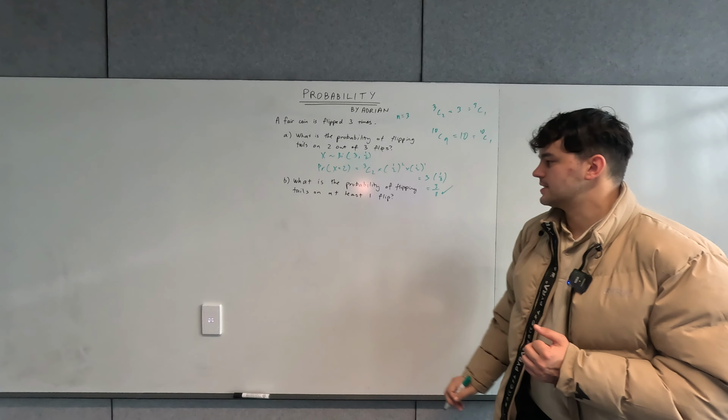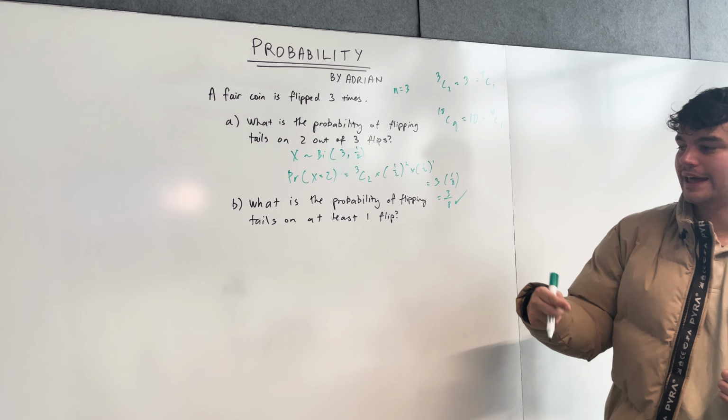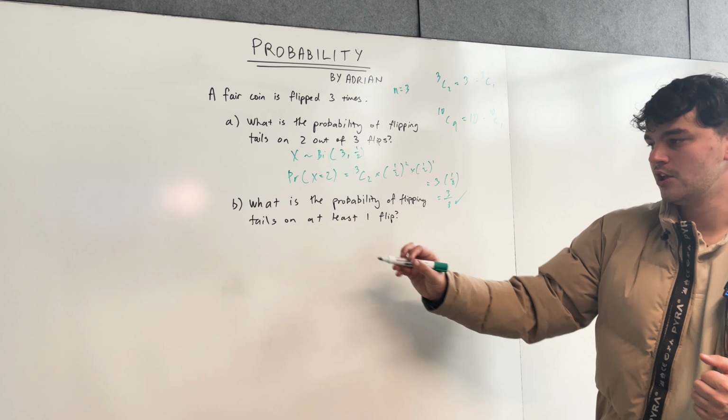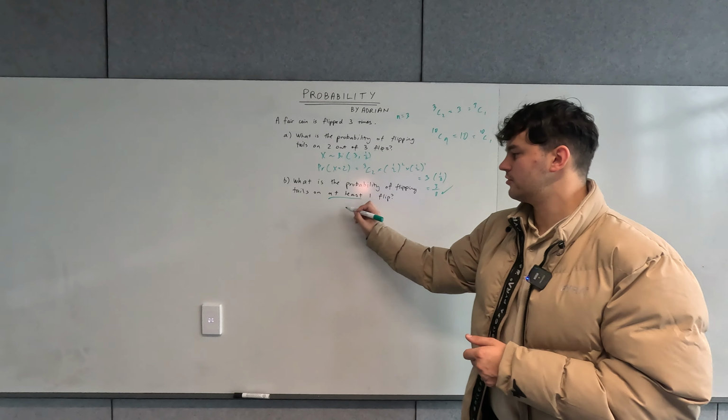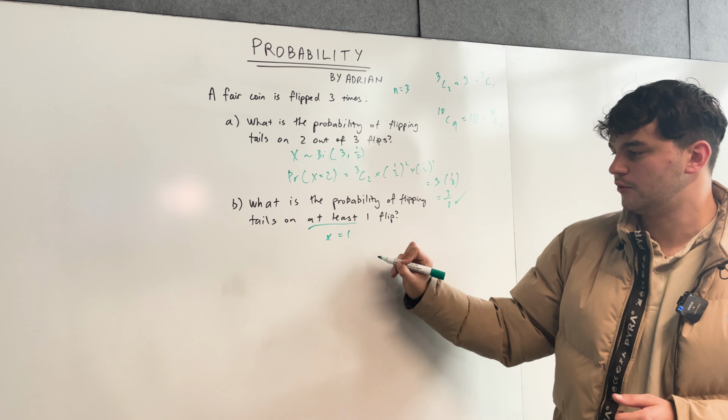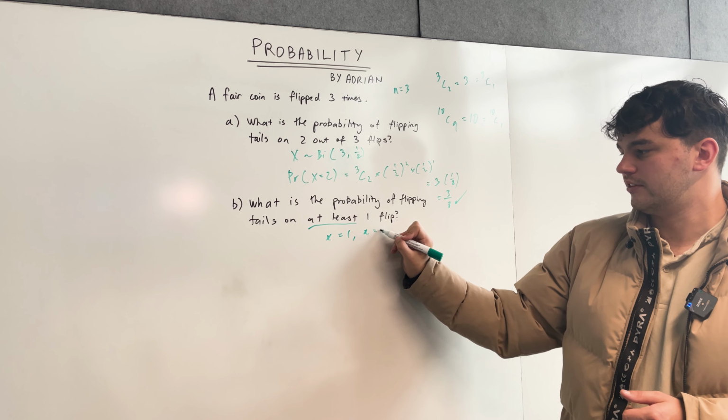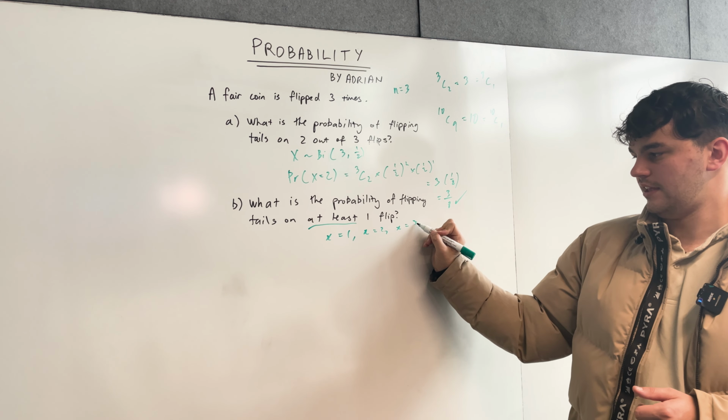Part B, what is the probability of flipping tails on at least 1 flip? So at least, so what are the different possible x values for at least 1 flip? You have x is equal to 1, so 1 tail, x is equal to 2, or x is equal to 3.